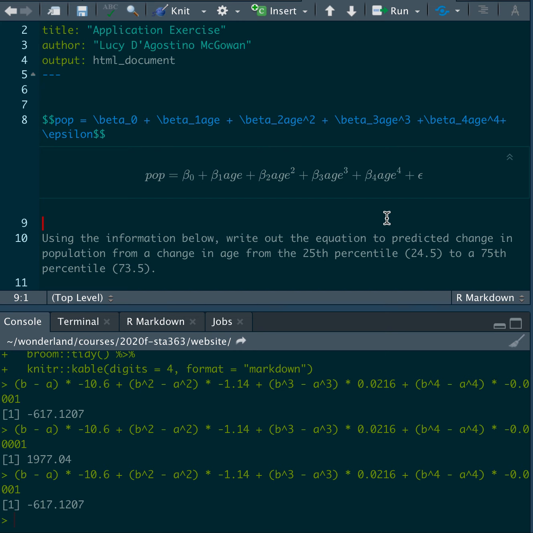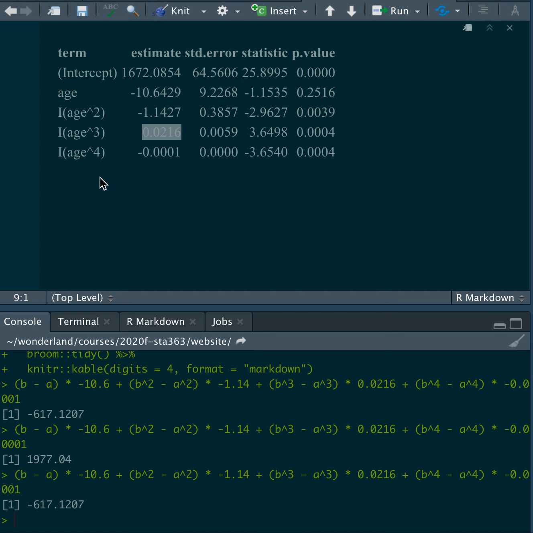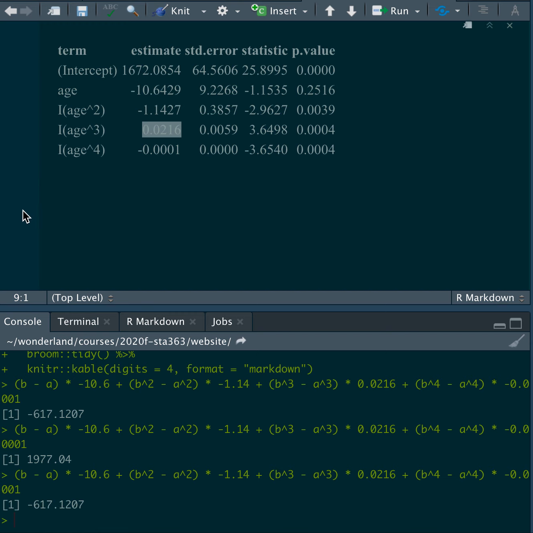And so what I want you to do is, I gave you a table of output from a linear model that included the coefficients for each of these beta coefficients, and I wanted you to write out the equation to predict a change in the population from a change in age from the 25th percentile to the 75th percentile. And so here's that output from the table that shows the estimates, the beta coefficients for each of these.